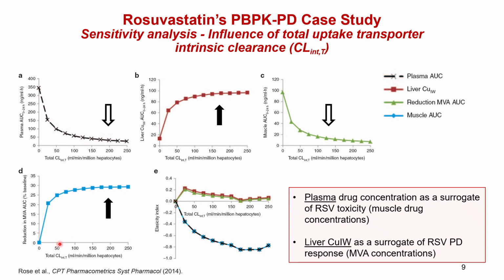Similarly, the reduction in the mevalonic acid AUC is in parallel with the liver unbound concentrations. So this represents that the liver concentrations serve as a surrogate of the PD response or the mevalonic acid concentrations. However, the plasma drug concentration is a surrogate of toxicity or the muscle drug concentrations.